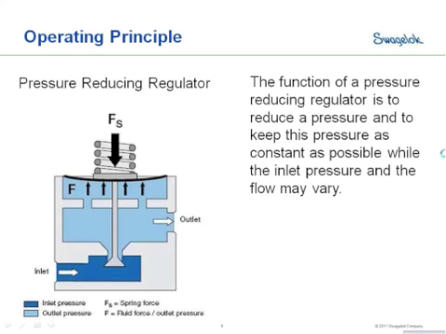A pressure-reducing regulator is designed to take a high inlet pressure and reduce it to our set outlet pressure, and keep that set outlet pressure as constant as possible, regardless of changes to the inlet pressure or changes to flow downstream.